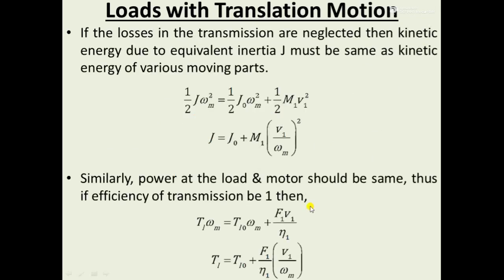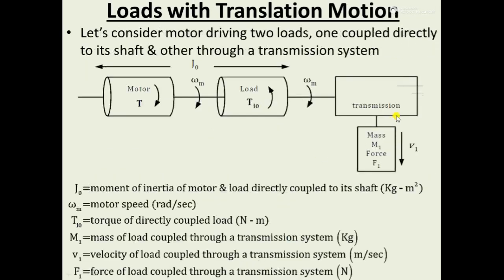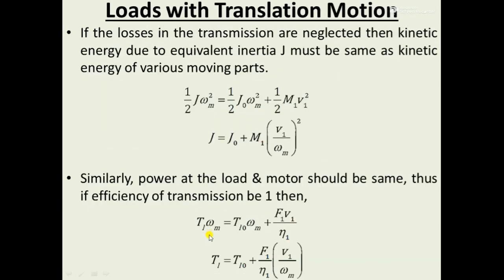Next, we have to find out the relation for equivalent torque. For that, we will take into consideration the losses of this transmission system. Then the power delivered by the motor is the same as the power received at the load side. The power delivered by the motor can be written as TL into omega m, where TL indicates the equivalent torque, and the power received at the loads is TL0 into omega m plus F1 V1 divided by nu 1.